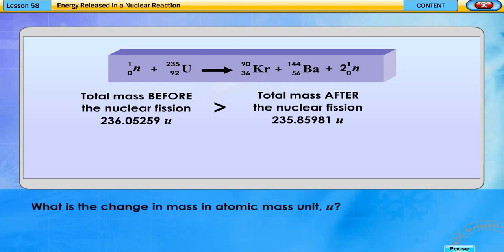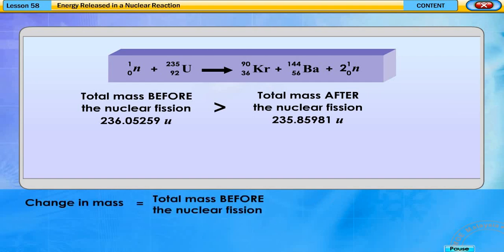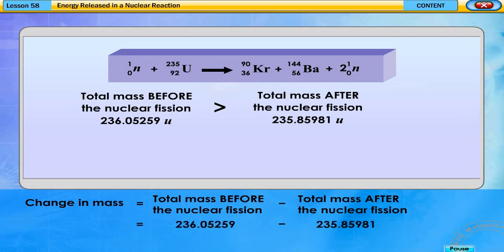What is the change in mass in atomic mass unit? The change in mass equals the total mass before the nuclear fission minus the total mass after the nuclear fission. Thus, the change in mass is 0.19278 atomic mass unit.